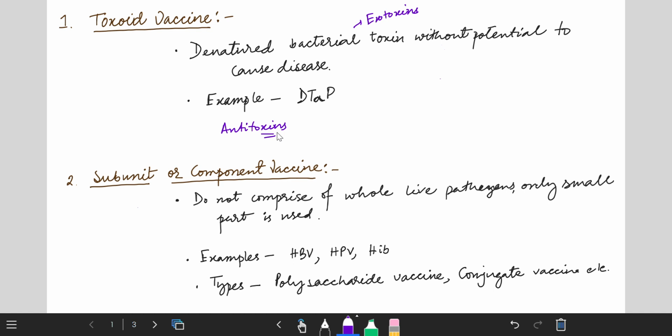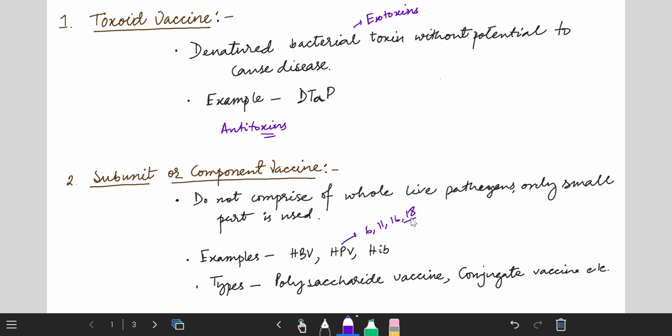Okay. Now, what is subunit or component vaccine? So, subunit or component vaccines do not comprise whole live pathogens. Only small parts like sugar, protein are used as a component to make the subunit or component vaccines. Examples are HPV or Hepatitis B vaccine, human papilloma virus vaccine, types 6, 11, 16 and 18, and Haemophilus influenzae type B vaccine.